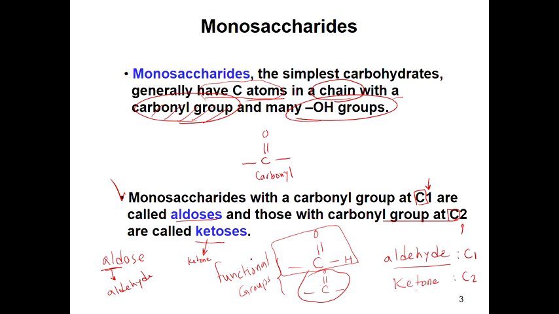So I am going to go back to this slide, and I hope you got what we need to know for the monosaccharides. Monosaccharides, again, have a chain of carbon atoms and OH with a carbonyl group. Carbonyl groups means we may have aldehydes or ketones. Aldehydes make aldoses and ketones make ketoses.